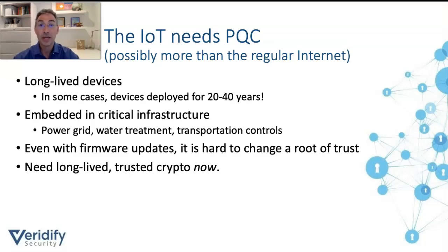Now with firmware updates, we can update code, fix bugs, even update methods. However, it's very, very hard to change a hardware root of trust via firmware update. One would suggest that in order to really secure a device, the security needs to be rooted in the silicon and the hardware itself, and that can't be changed by software because that would be a bug. As a result, I would suggest that we need long-lived trusted crypto now to support the Internet of Things.